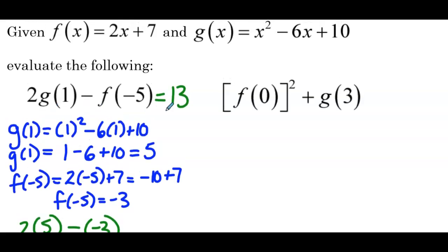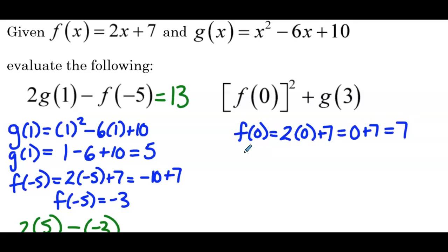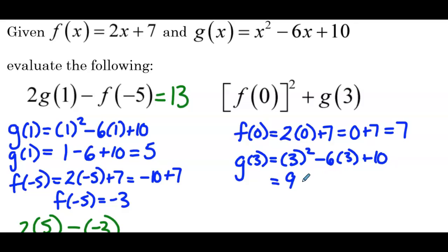Next, we have f of 0 quantity squared plus g of 3. So again, let's start by evaluating f of 0 and g of 3. So f of 0, we're going to input 0 for x. So 2 times 0 plus 7, that's going to be 0 plus 7, which is 7. G of 3, inputting 3 for each x, we have 3 squared minus 6 times 3 plus 10. That's going to be 9 minus 18 plus 10, which is positive 1.